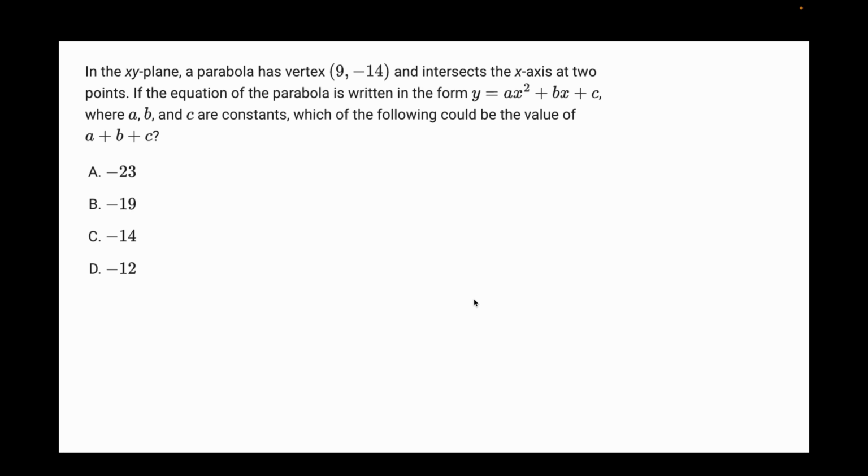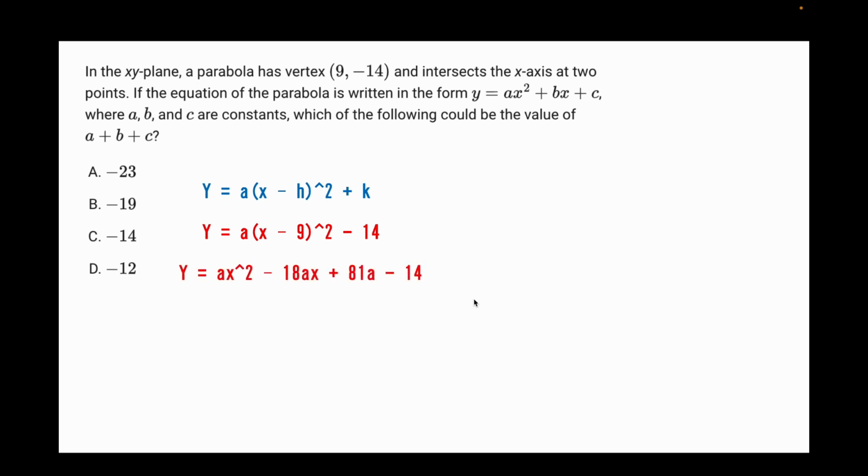Well, first let's remember our vertex formula. Our vertex formula is y equals a times (x minus h) squared plus k. Our h corresponds to our x vertex value, while our k represents the y vertex value. So let's plug in these values. Now we have the 9 and the -14 in, we can distribute it.